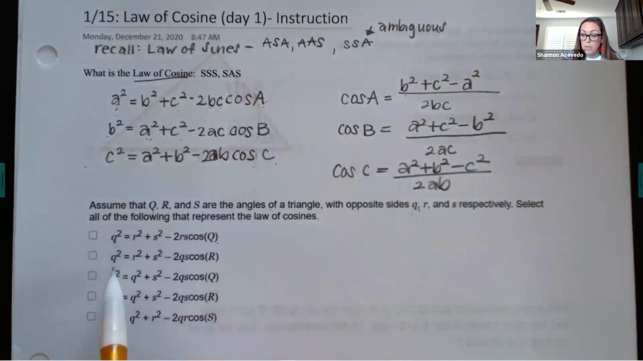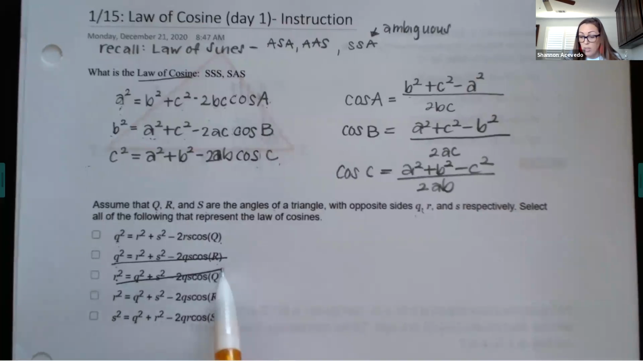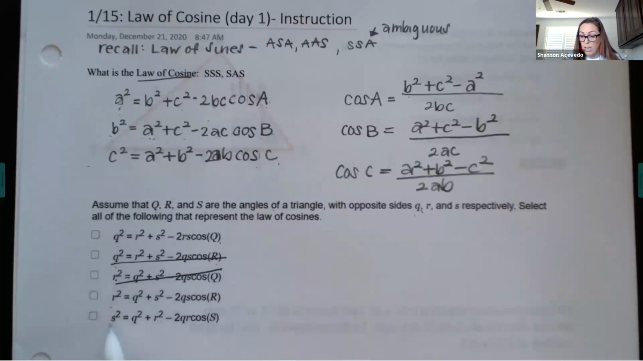I could go back and check more, but this is a Q and an R. That is definitely not going to be the case, because it would have to be Q as well. This is an R, which means this would be angle R for it to work, and that's not the case. So an R and an R, an S and an S. Okay, so these look like they're going to be okay.